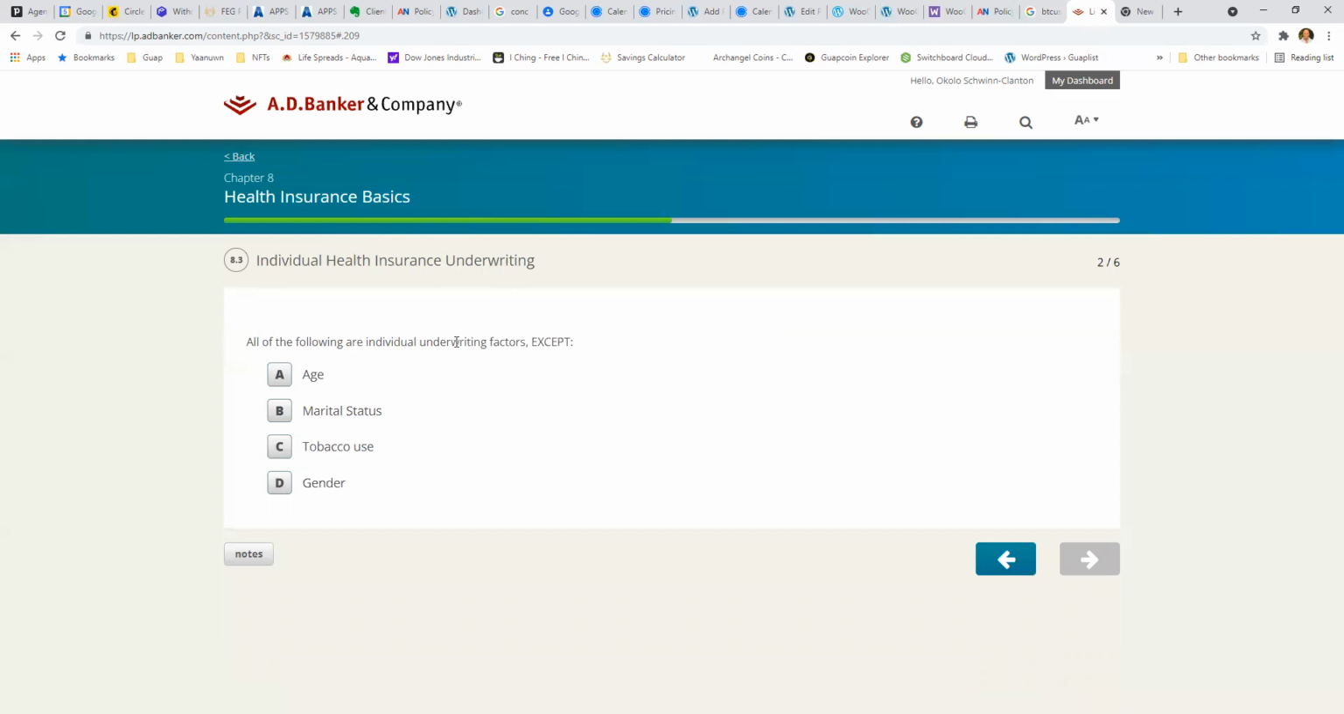All of the following are individual underwriting factors except: age, marital status, tobacco use, gender. Which one of these would not be an impact or would not be something that you could discriminate against? Gender? Oh, wait. Yeah, you can't discriminate against. Wait, all of the following are individual underwriting factors except. So I will just give you a hint. You can discriminate based on gender in health and life insurance because statistically speaking, women live longer. So that's going to be a factor.